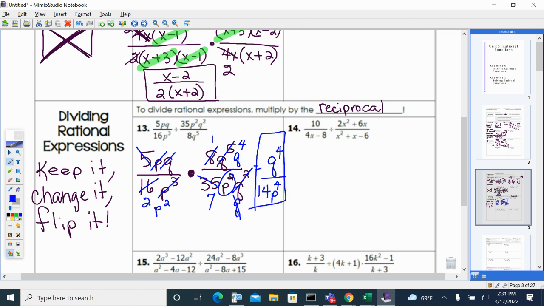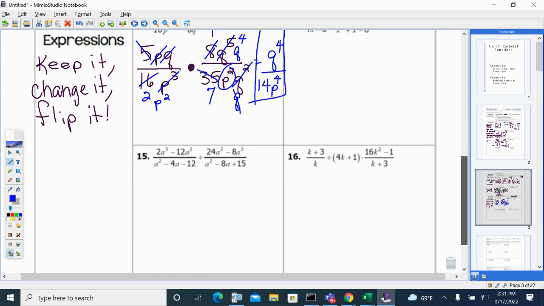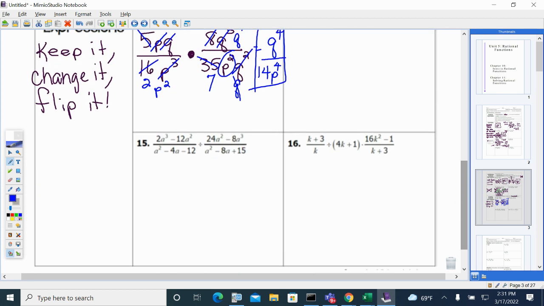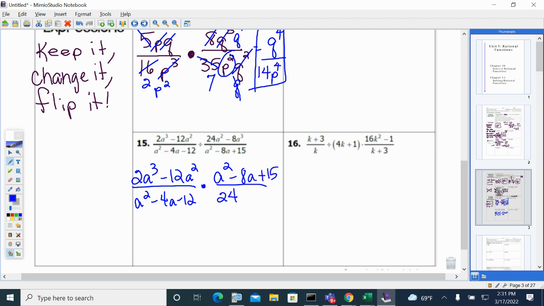Monomials are probably my least favorite to divide. I'm going to show you an example of one more. Let's look at number 15. We've got division here. We're going to keep the first fraction, change to multiplication, flip the second fraction. Let me just write this out. So you got 2a cubed minus 12a squared over a squared minus 4a minus 12 times flip, and then we're going to factor.